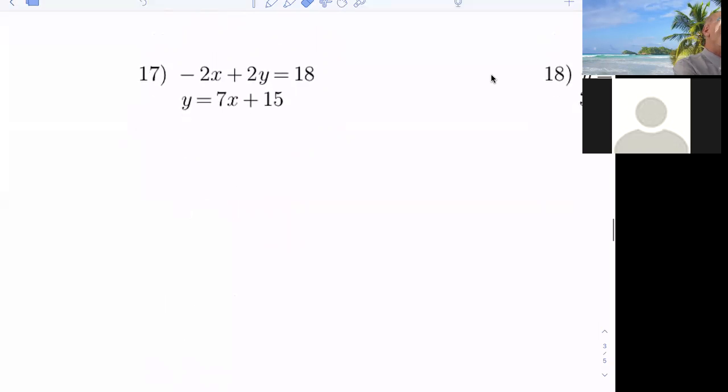17. Now, what does y equal here, guys? 7x plus 15. Right, so I'm taking the 7x plus 15 and I'm pushing it right in for y.